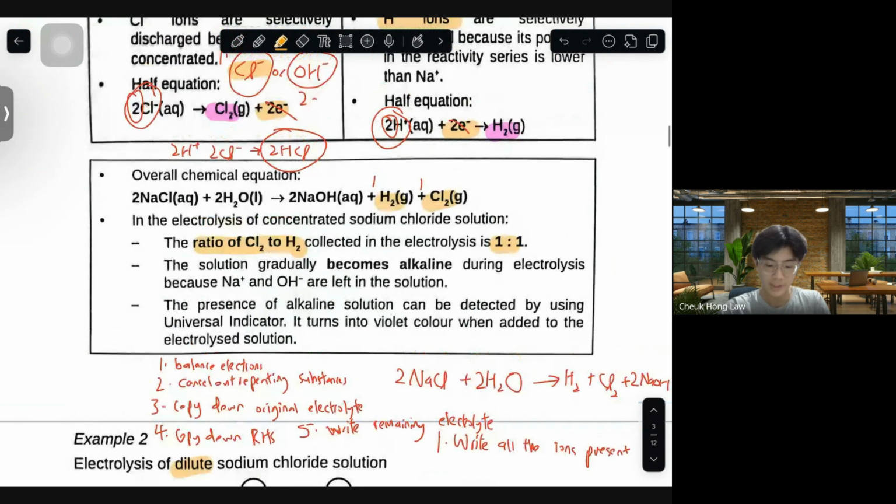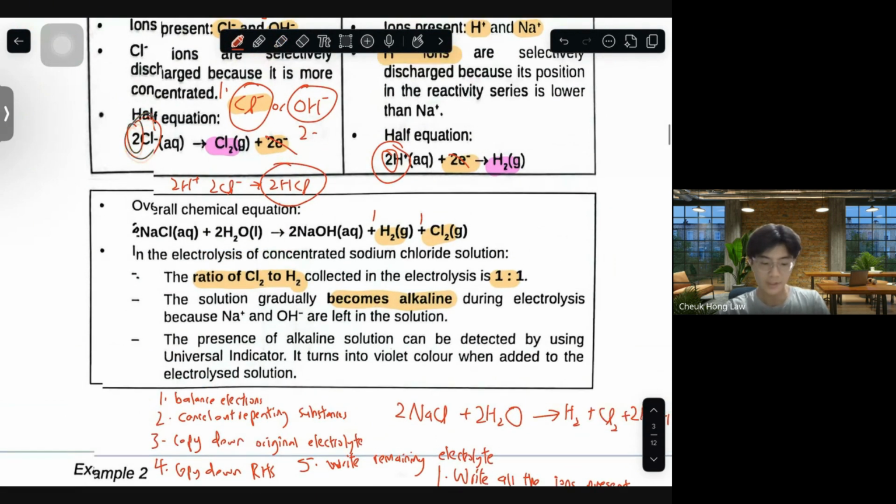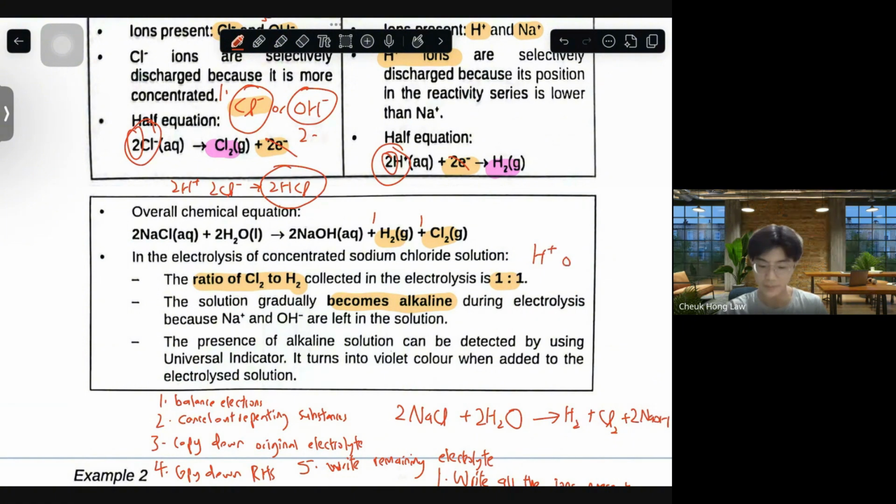Okay, then the solution gradually becomes alkaline. Why? Because originally you have the same amount of H⁺ and OH⁻, right? Then once your H⁺ ions are selectively discharged, now you have a higher concentration of OH⁻ compared to H⁺. So being alkaline basically means that you have a higher concentration of OH⁻, because you are left with sodium hydroxide. And then you can test this by using a universal indicator, which will turn purple or violet when added to the solution.